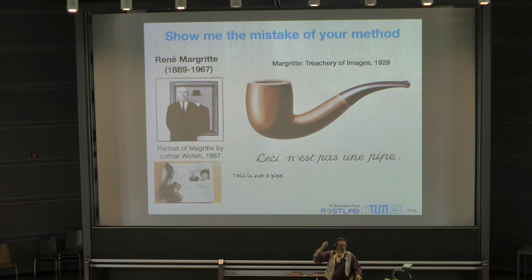Magritte meant it as a sort of provocative statement. It's not a pipe because the pipe is the object that you have in your mouth. This is an image of a pipe. This is a model of a pipe. This is some abstraction of a pipe. Whatever you call it, it's not a pipe. The pipe is that three-dimensional object that you can touch.